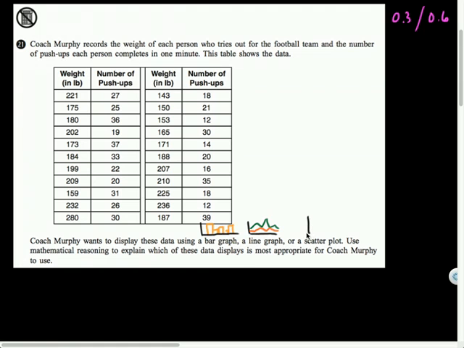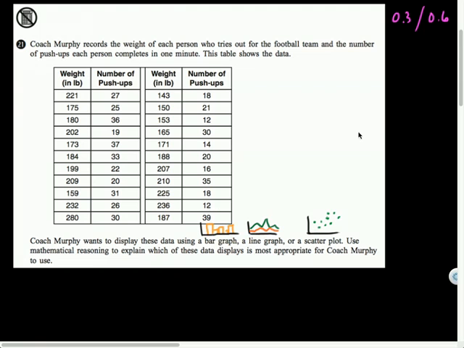And a scatter plot, in case you're wondering about the vocabulary of that, is when you have a series of points where the x-coordinate of the point, say, would represent maybe the weight, and the y-coordinate of the point represents the number of push-ups. And each point represents an individual student.